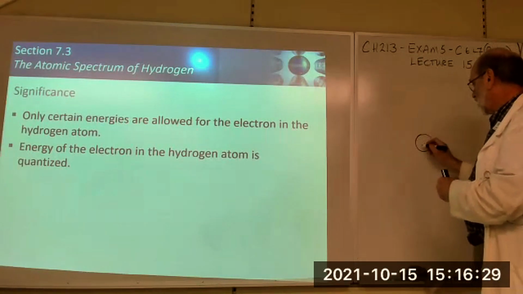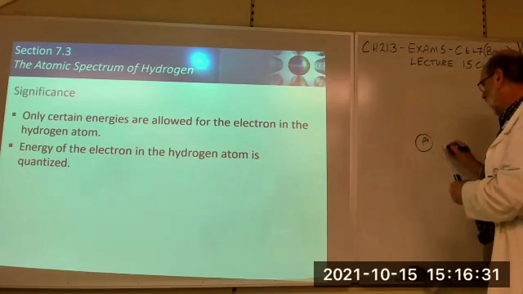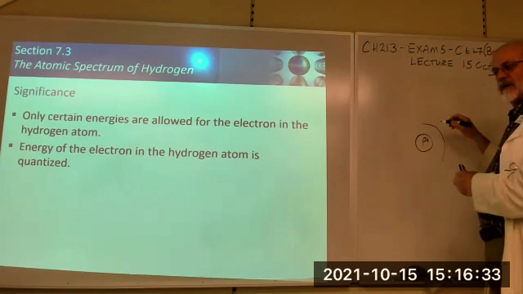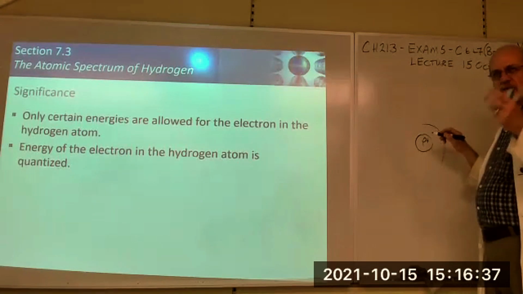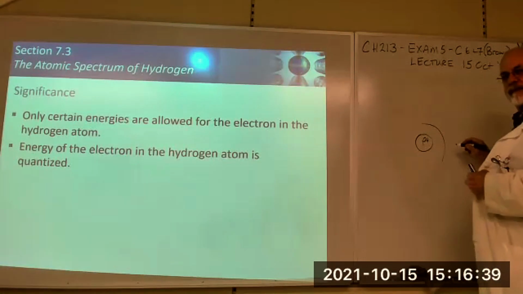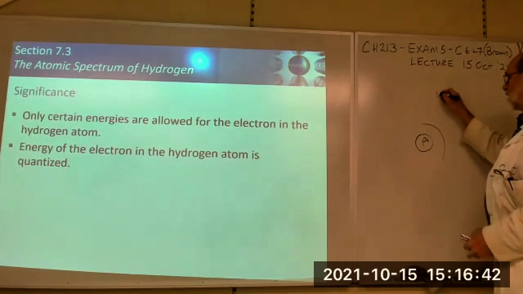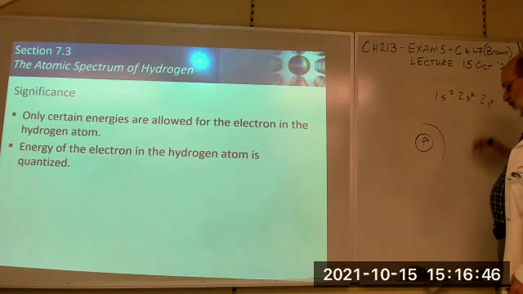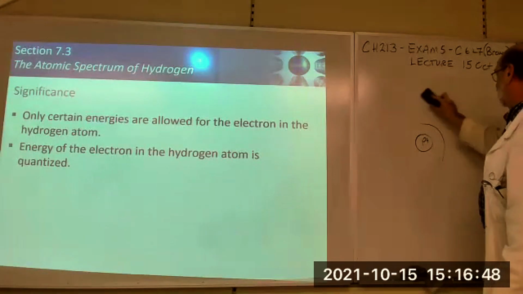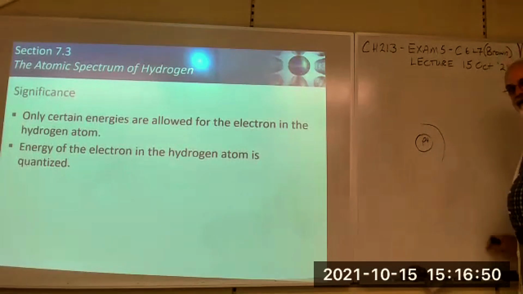So if we have our proton here and our electron out here, let's see, did we do electronic structure yet? We haven't, okay, so we're going to have to do that. Oh, like 1s2, 2s2. Oh, I don't think you've done it. We didn't do that yet. Okay, so that's on the menu.